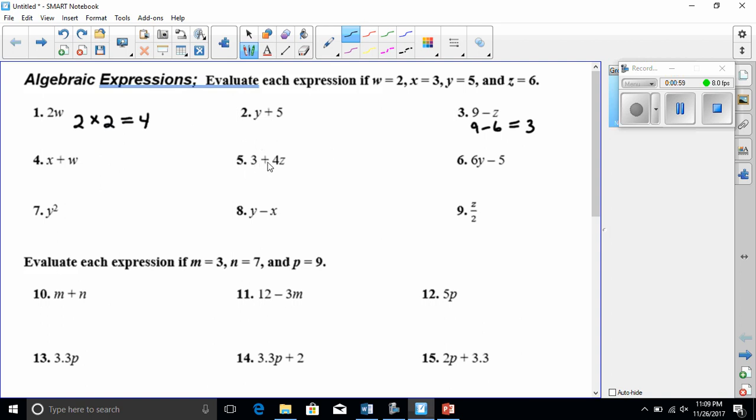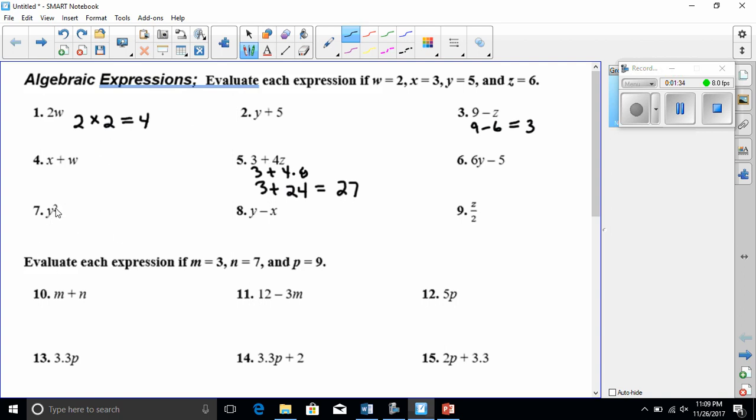Number 5, 3 plus 4 times z. Well, if I know z is 6, that's going to be 3 plus, well, we know 4 times 6 is going to be 24. Okay, so that's going to be 3 plus 24. And 3 plus 24, of course, is going to equal 27. Remember to follow your PEMDAS when you're doing these. Remember, multiplication comes before addition in PEMDAS.